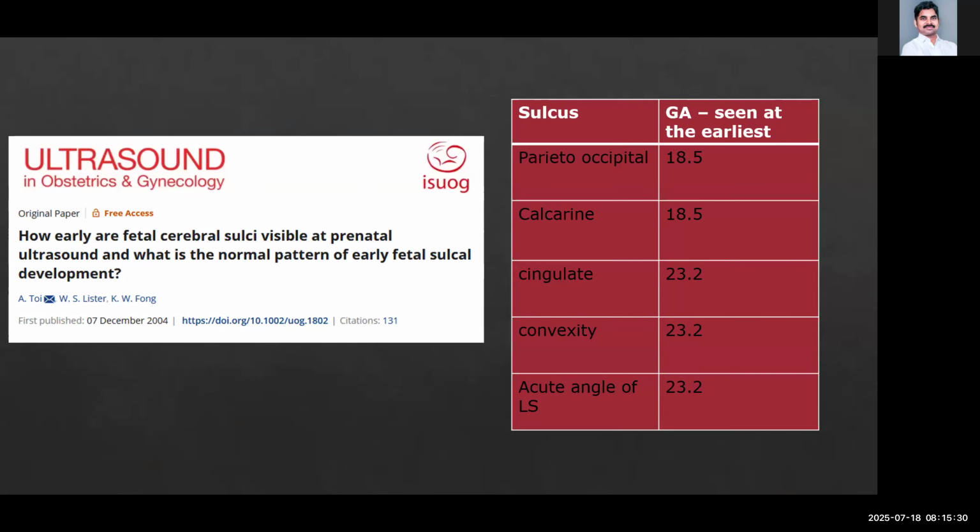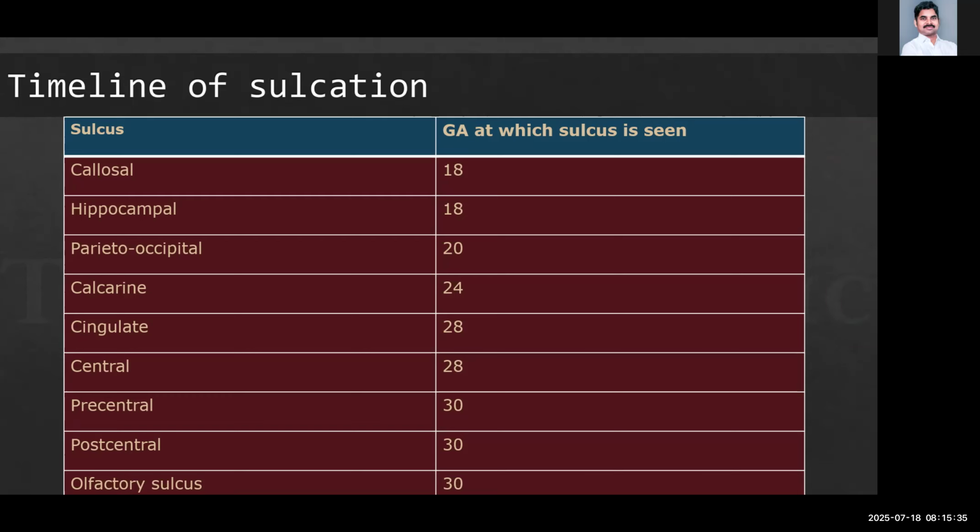This is from a journal by Toy et al. Hold on, go back. Where did you get this table? From Neurosonogram by Ramamurthy. The olfactory sulcus will appear a bit earlier than 30 weeks. Yes, sir. Around 26, 28 only it will come. Yes, sir. Check it out. Okay, sir. The rest is okay.